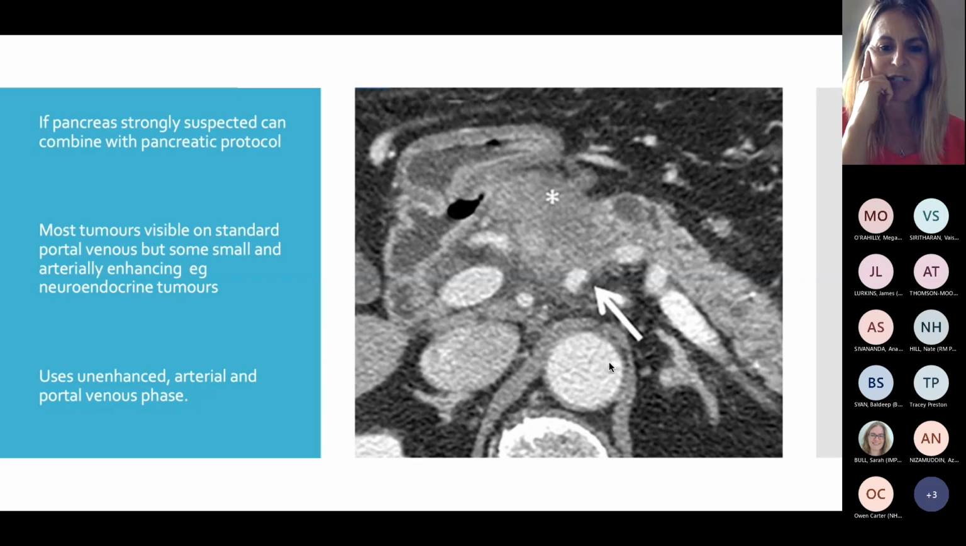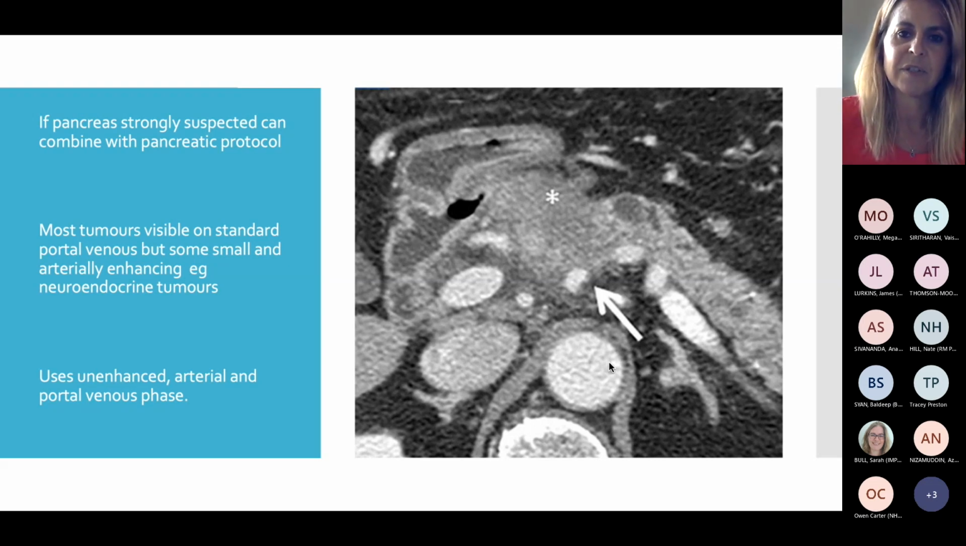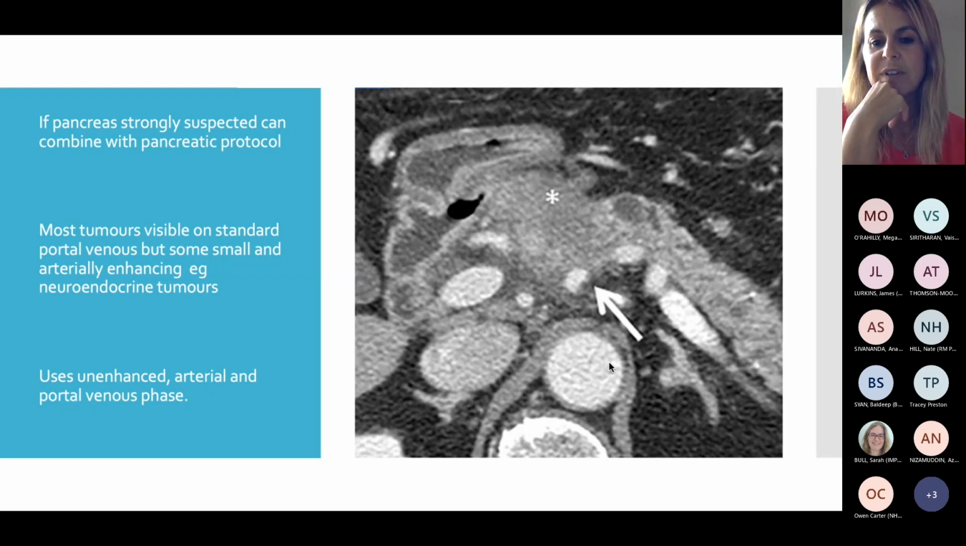So most pancreatic tumours, as I say, will be detected on the portal venous phase, but if you strongly suspect one and you want to make sure you're covering all bases, then a pancreatic protocol can be requested, and it can be done in combination with a chest, so you don't have to do one and then the other. But basically that uses an unenhanced, arterial and portal venous phase scan, so it is a high dose, so that's something to just be mindful of.